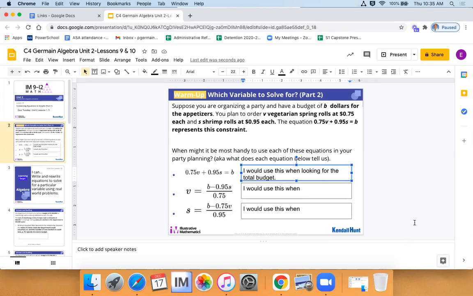Now, when would we use this V equals equation here? And what does the V represent? When we're solving for V is what Julia said, but what does the V represent? You want to unmute, Julia? Yeah, it's solving for the number of vegetarian rolls. Yes, so good. Nice job. So we would use this when we're solving for the number of vegetarian spring rolls.